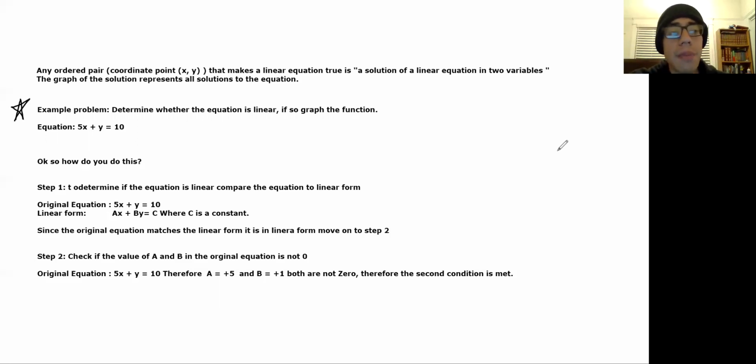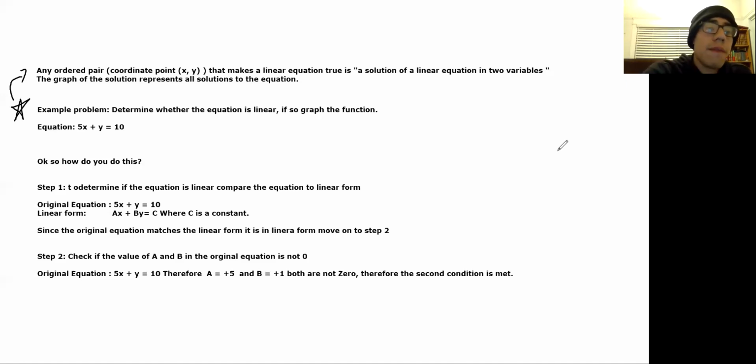For starters, you're going to see problems where the problem tells you, for example, determine whether the equation is linear. If so, graph the equation. Well, what this is saying is making reference to this right here. Any ordered pair, right? That means that any x and y that we put into an equation is supposed to solve that equation. And if it successfully solves that linear equation, we can graph the results on a graph, which is exactly what you're going to do, right?